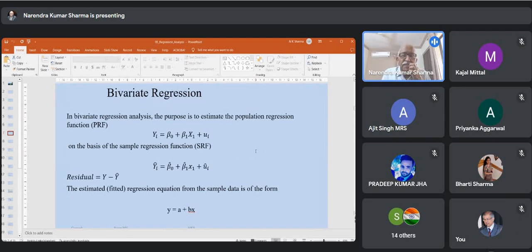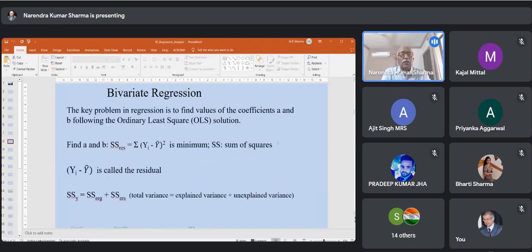The estimated regression equation from the sample data is of the form y is equal to a plus bx, simple. So when we estimate an equation, we'll write the final result as y is equal to a plus bx, where a is the intercept and b is the slope. This is the equation of a straight line. If you have done coordinate geometry in your school time, then this is the simple equation of a straight line, where x is the independent variable and y is the dependent variable. Now, in bivariate regression, certain concepts let us see, and these concepts will also apply to multivariate.